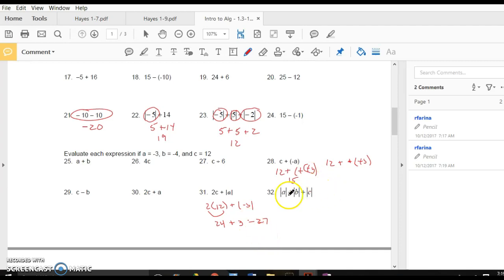Okay. Then 32. You have the absolute value of A, which is -3, plus the absolute value of B, which is -4, plus the absolute value of C, which is 12. Now when you take the absolute values, this is 3 plus 4 plus 12, which will give you 3 plus 4 is 7, plus 12 is 19.